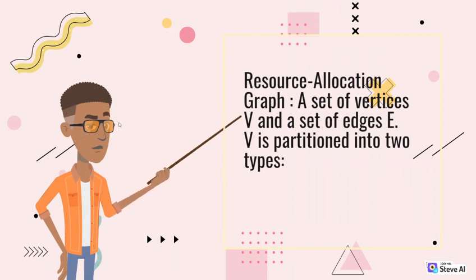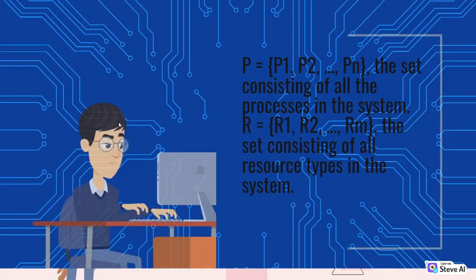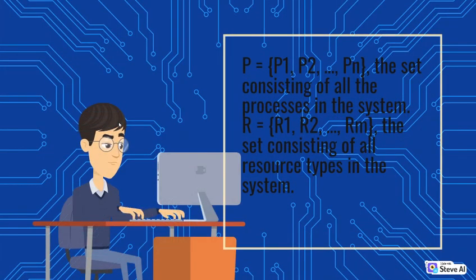Resource allocation graph: a set of vertices V and a set of edges E. V is partitioned into two types. P equals {P1, P2, ..., Pn}, the set consisting of all the processes in the system. R equals {R1, R2, ..., Rm}, the set consisting of all resource types in the system.